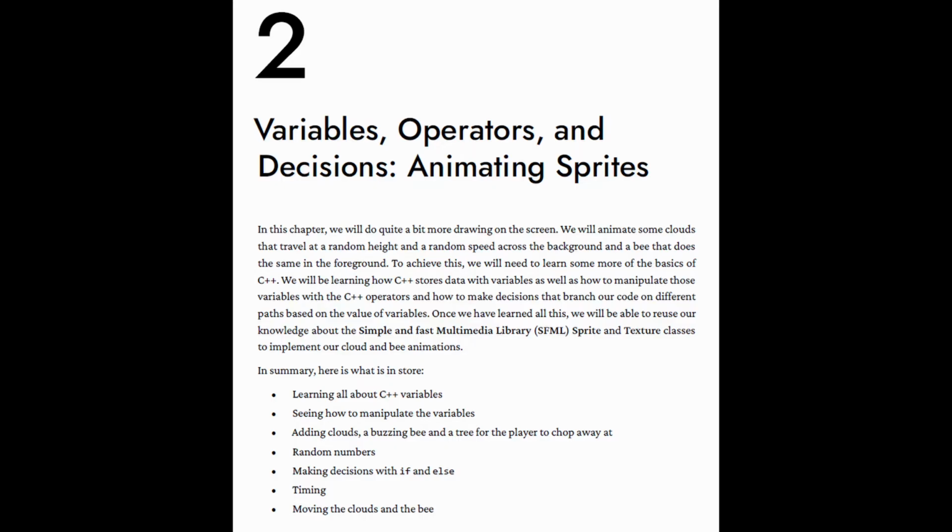Variables, operators, and decisions. Animating sprites. Now let's talk about the C++ side of things. In this chapter, you're supposed to learn about variables, constants, comments, arithmetic and logical operators, and the if-else statement. The first problem is that the author mixes up the concepts of definition and declaration. More specifically, everywhere there should technically be a definition, he calls it a declaration instead.